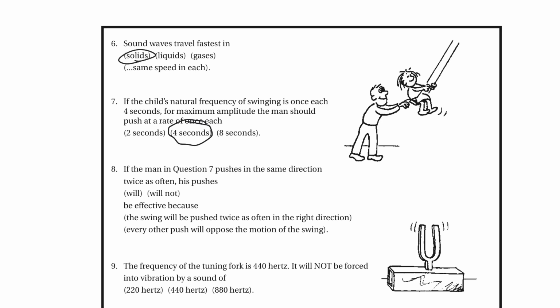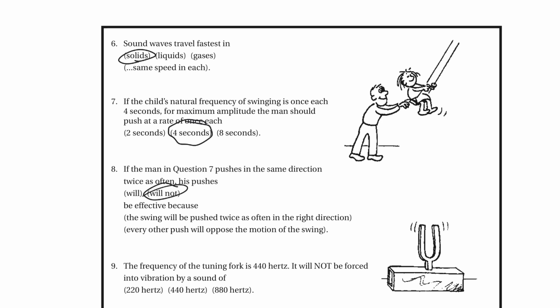Same thing. If the man in question 7 pushes in the same direction twice as often, okay, so he's not out of sync. He's still in phase, but he's pushing twice as often. So I'm not sure what that means. You have to be in contact with that swinger before you can put energy into her. So if he's pushing and she's on the other side, I'm not sure that it would even make any sense. Okay, so which one do you think is going to happen? So will it or will it not help?